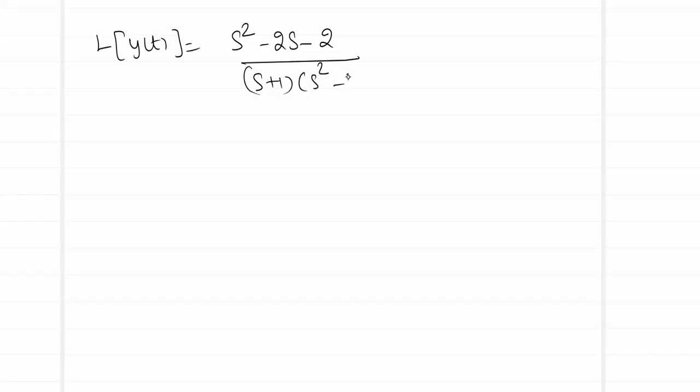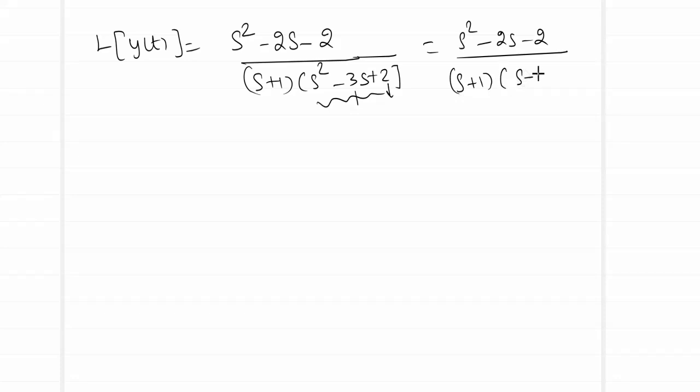So I will be left with s square minus 2s minus 2 divided by s plus 1 into s square minus 3s plus 2. Now I know that this quantity s square minus 3s plus 2 is factorizable. So let me factorize the content. What will be the factors? The product is going to be 2, sum is minus 3. I can split it as s minus 1 and s minus 2. Now this is my Laplace of y of t.